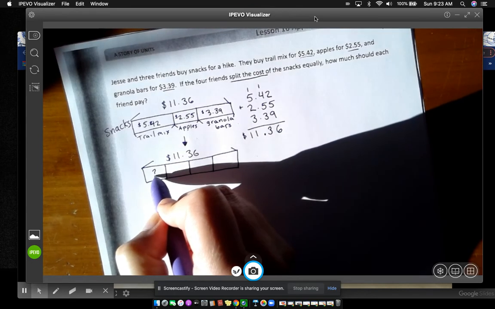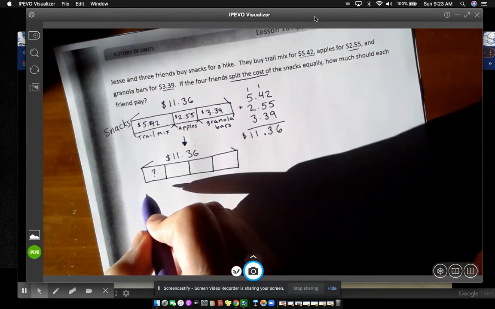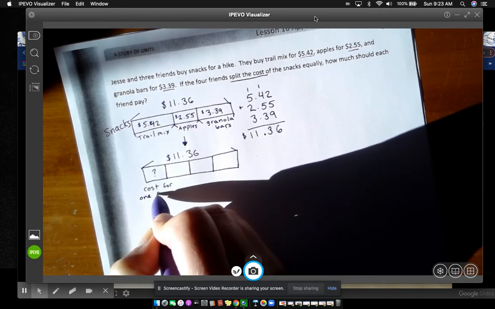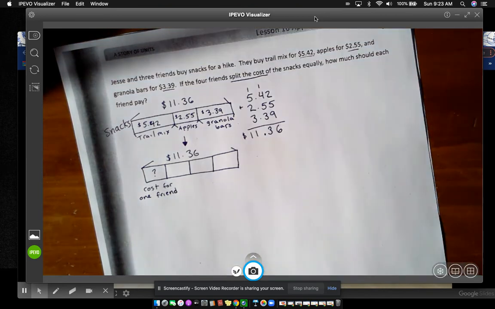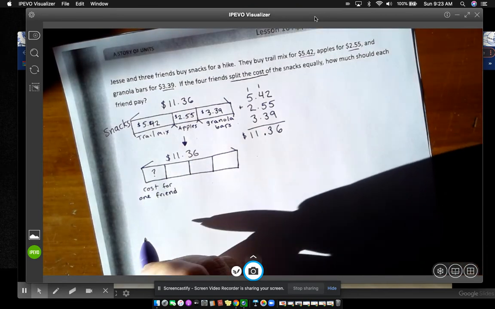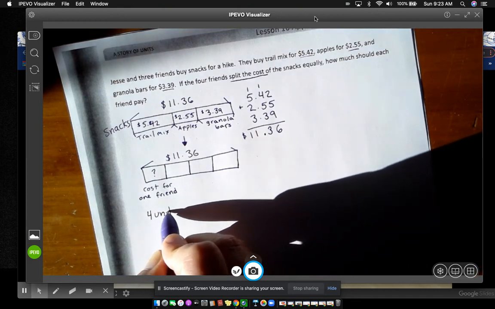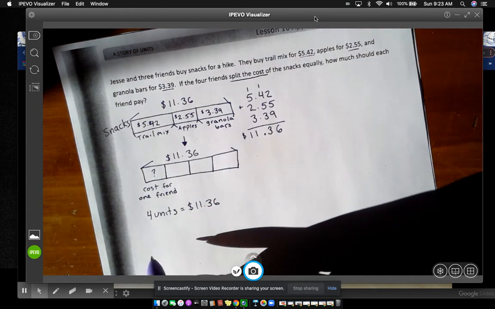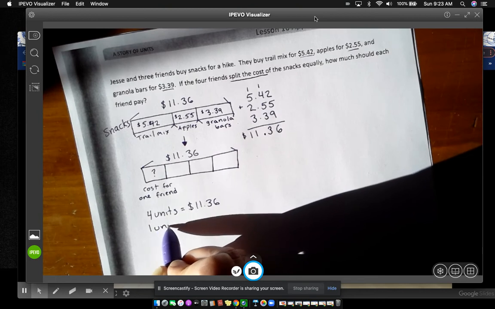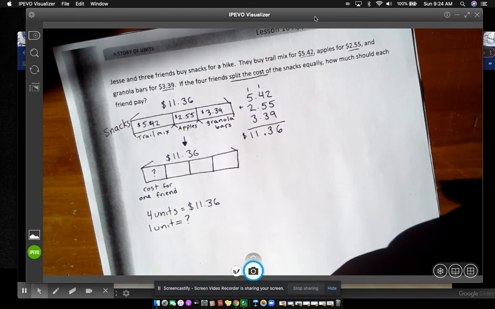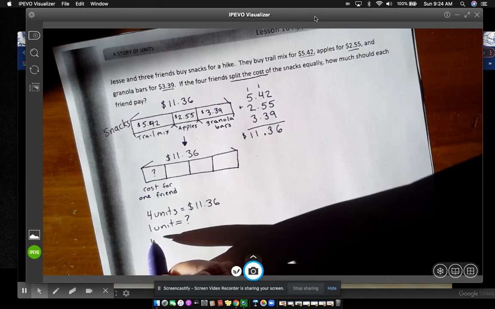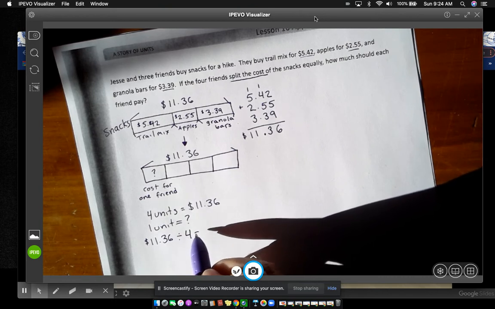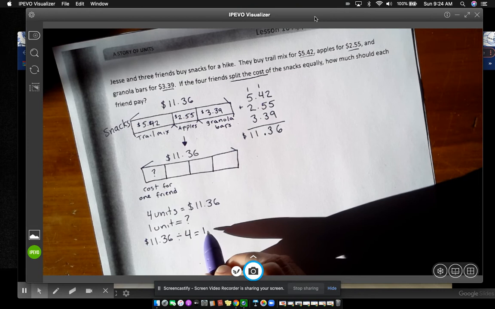And I don't know how much each person is going to spend. So this would be cost for one friend. All right. So I can see that I have 4 units. 4 units equals $11.36. 1 unit is what I need to find out, and I don't know that. But I do know that I can take $11.36 and divide it by 4 to find out the cost of 1 unit.